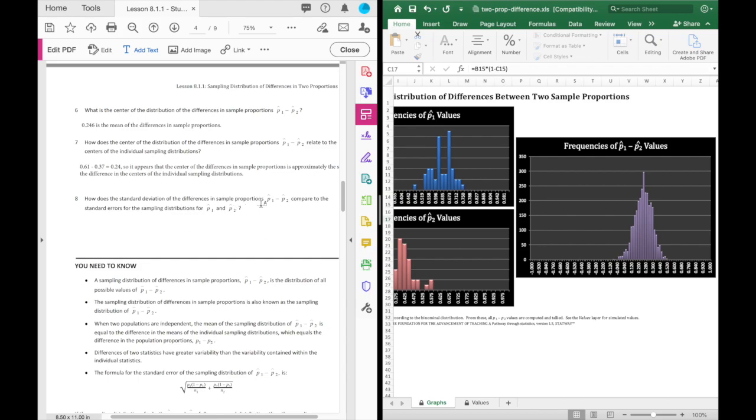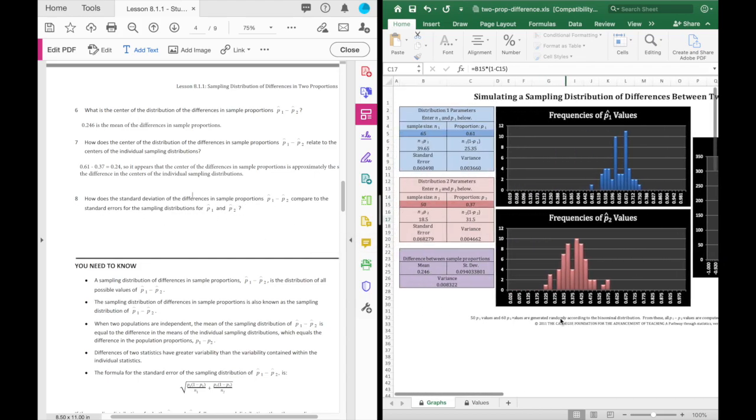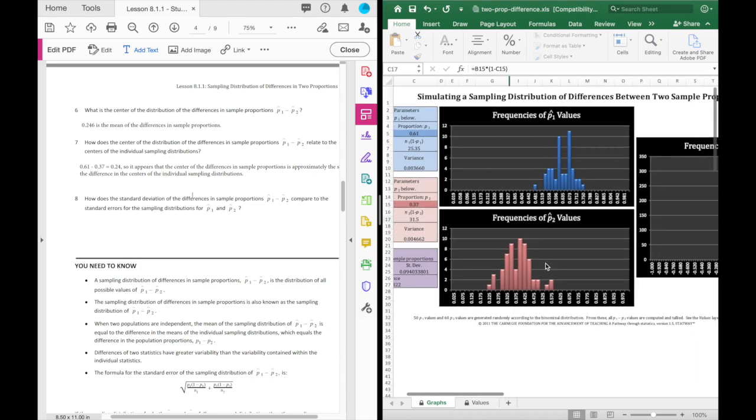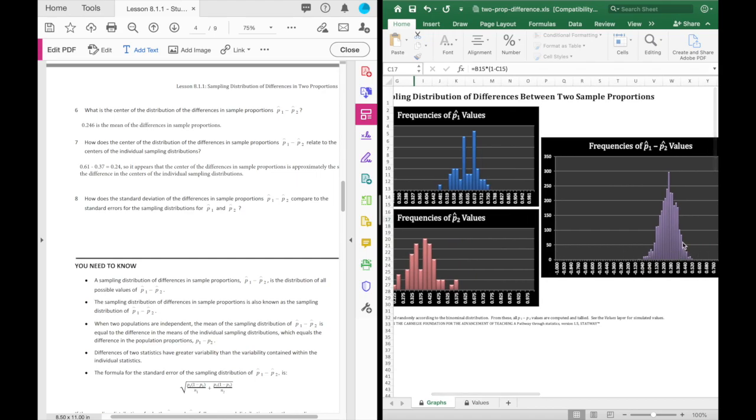What about the standard error? How does that compare? Well, this is a little harder to see here, but I want you to notice something. The standard error of this guy is 0.06. The standard error of this guy is also around 0.06. This one's like a little higher, right? 0.07. But the standard deviation for this guy is 0.09. What that means is that this guy is more spread out than these two guys are.